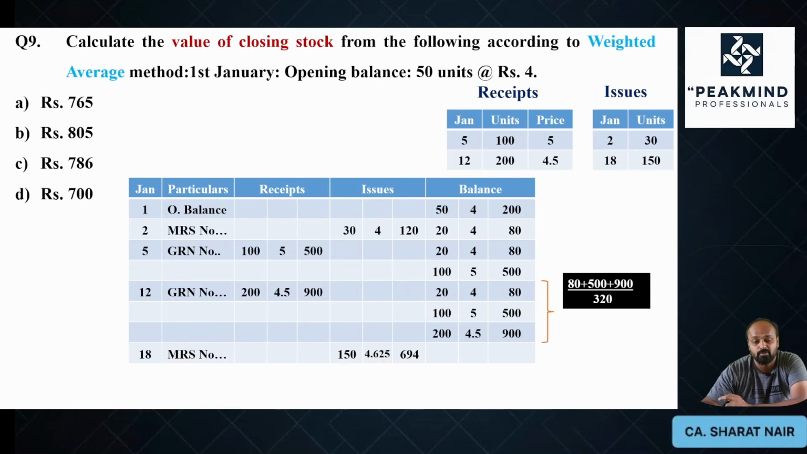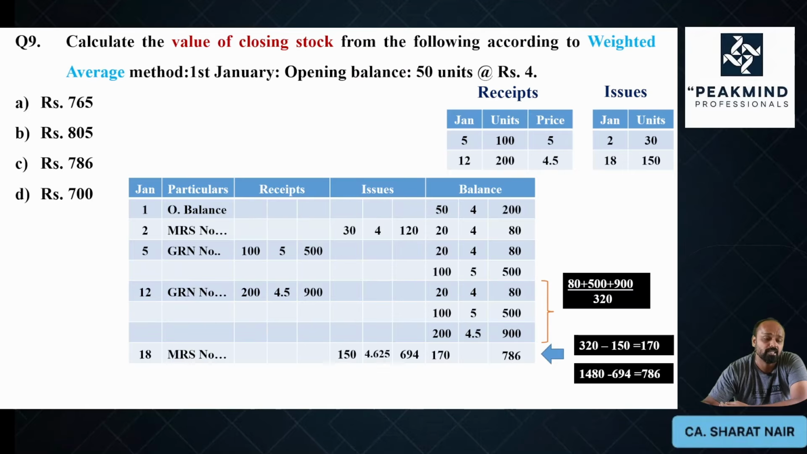Now comes another important part. Now the remaining goods in my godown, how should I value them? The simple thing to do is, out of the total quantity, how much is the balance quantity? So 20 quantity plus 100 plus 200 minus 150. That's how we need to do it. Similarly, in case of value also, we need to apply the same logic. That is 80 plus 500 plus 900 minus 694, which is 786. So the correct answer in this case, question number 9, is option C. So option C is the correct answer.